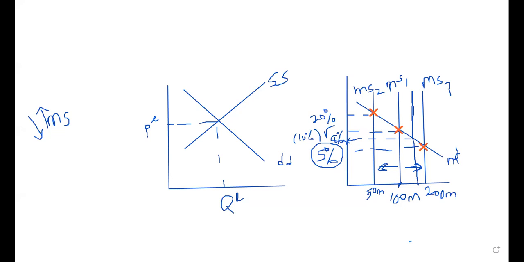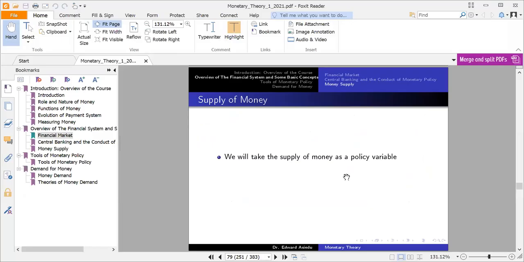Let me formally go through what would drive money supply, and then we'll talk about what would drive money demand as well. So we will take the supply of money as a policy variable. I've explained what we mean by policy variable, meaning that the money supply is the level determined by the central bank. And in terms of graphics, the money supply curve is vertical.